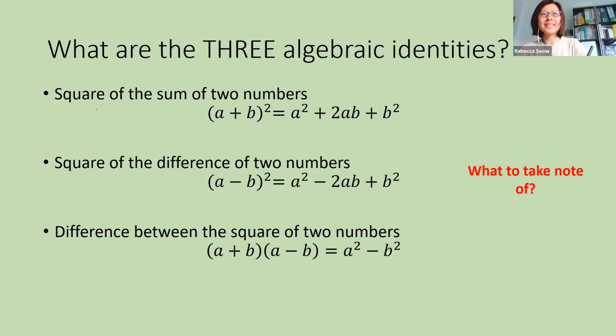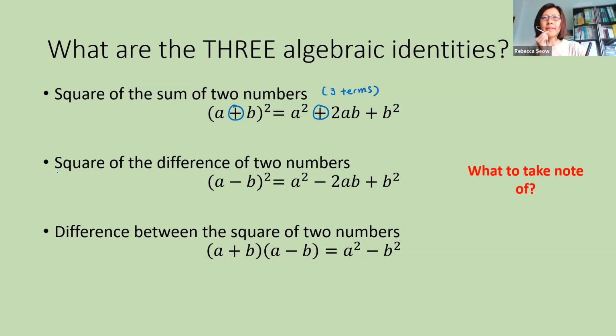Factorization by algebraic identities. Now, there are three main algebraic identities that we'll be looking at. And the first is the square of the sum of two numbers. Okay, we have (a + b) squared equals a squared plus 2ab plus b squared. Just take note that there are three terms for this algebraic identity. Other than that, the first term is an a squared, the last term is b squared. The middle term, 2ab, has a plus or positive sign that follows the sign within the factorized form, which is also a plus, an addition.